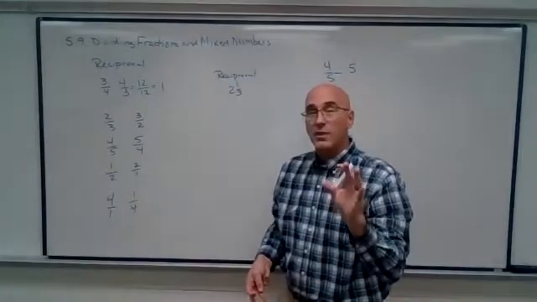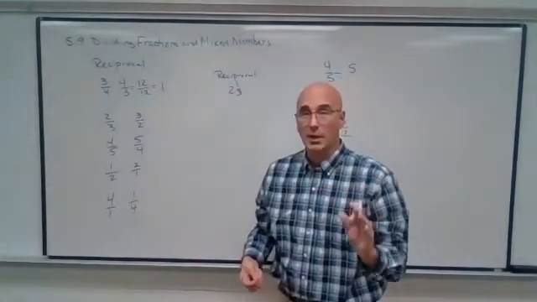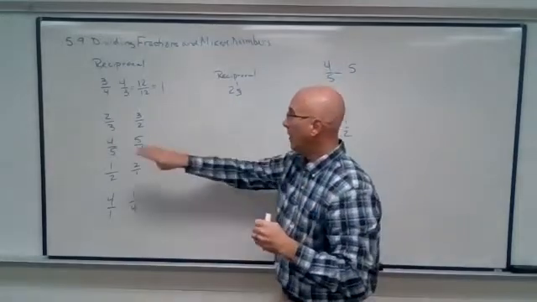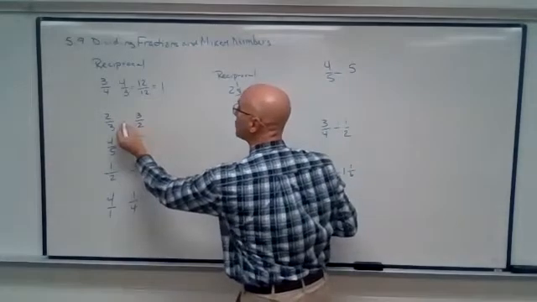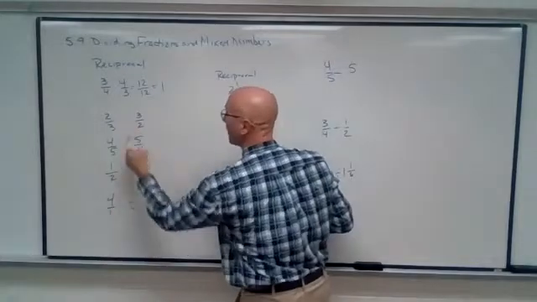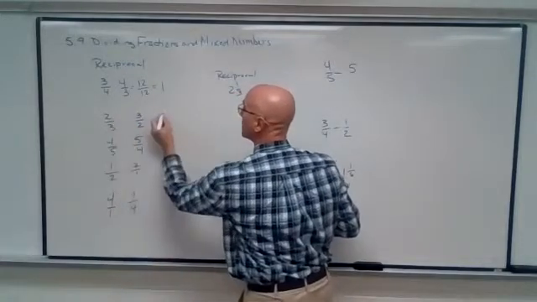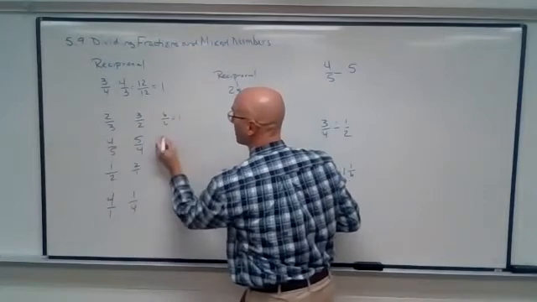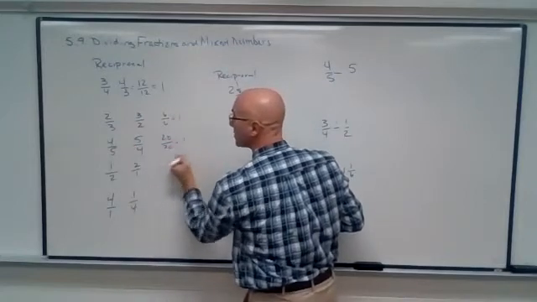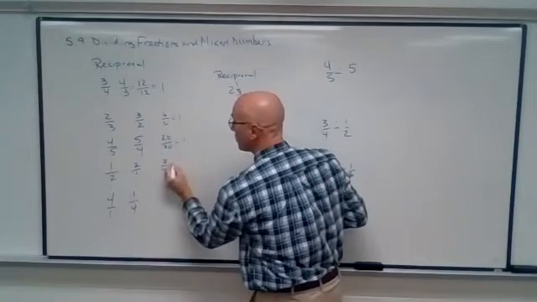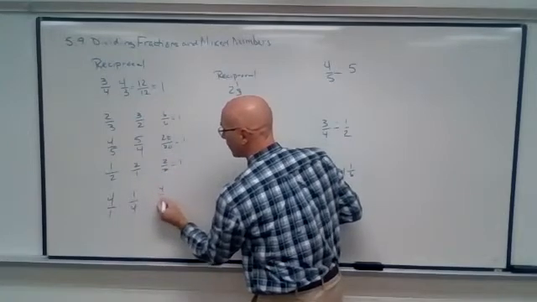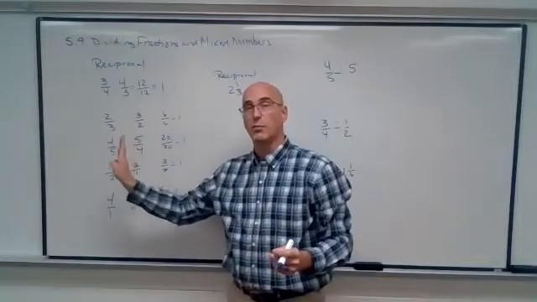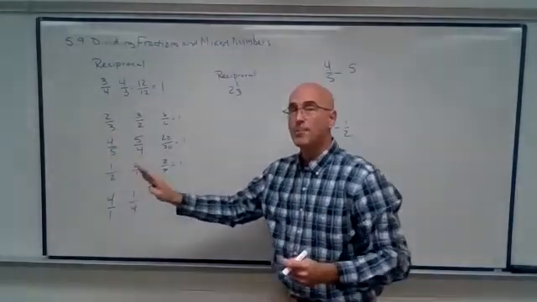Now remember, the definition of a reciprocal or a multiplicative inverse is when you multiply the two fractions together, you get 1. If we multiply each of these together, 2 times 3 is 6 over 6, which is 1. 4 times 5, that's 20 over 20, which is 1. 2 over 2 is 1. 4 over 4 is 1. So these are all reciprocals of each other, or multiplicative inverses.